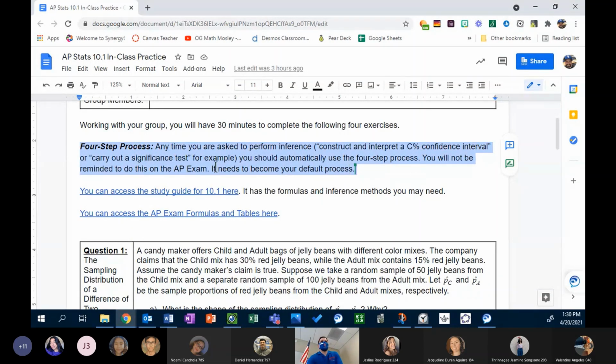So please think of that. Unless the question says find the mean, then you just do the steps to find the mean, kind of thing.